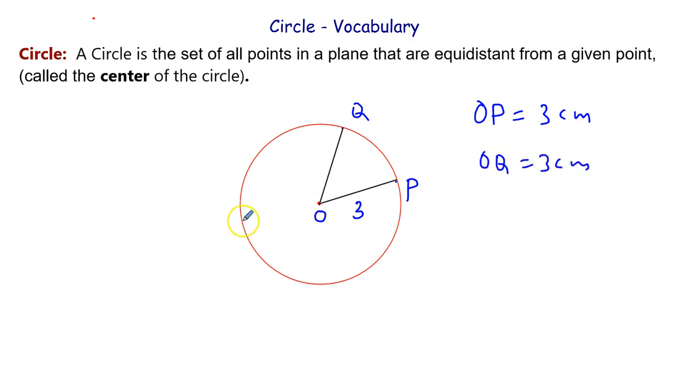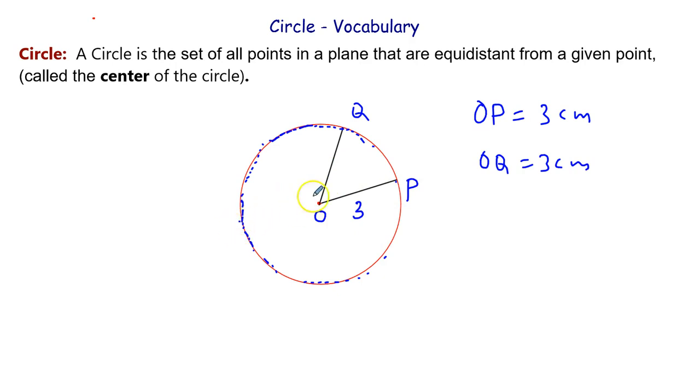The length of OP is 3 centimeters, and the distance OQ is also 3 centimeters. And if I take one more point here, any point you take on this circle, from that point to the center, the distance is the same. That is what a circle is. A circle is a set of all the points on the red line. Of course, it is a curve, but it is made up of an infinite number of points. So the distance from that point to the center remains the same.